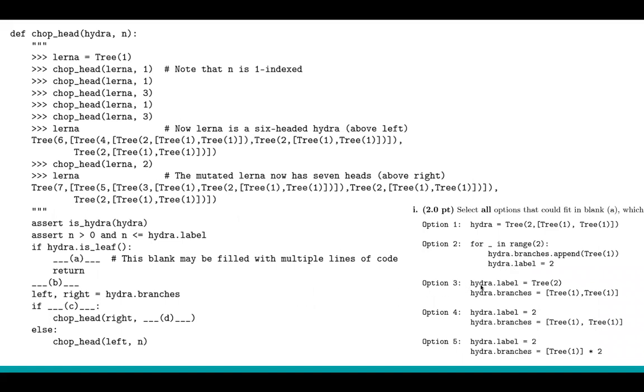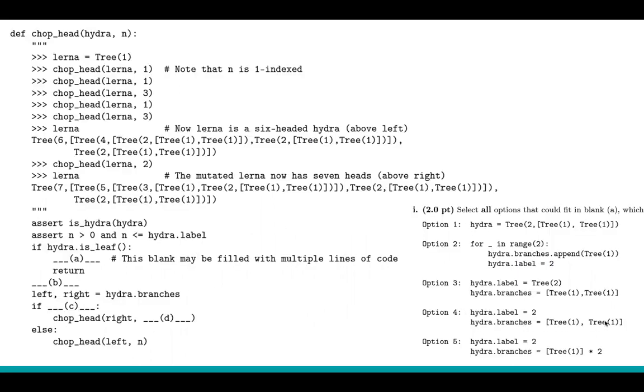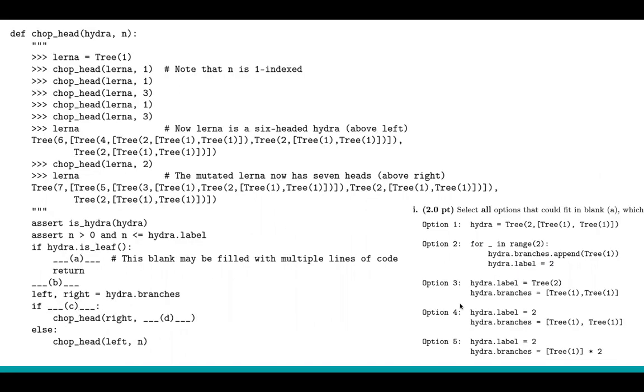And then option 3, you're saying hydra dot label is equal to tree of 2. However, you know that the label has to be an integer and not a tree instance. So for that reason, option 3 would be wrong. Now going to option 4, you're saying hydra dot label is equal to 2. That's right. And hydra dot branches is equal to a list containing tree of 1 and tree of 1. Again, this would be right too. So option 4 would be right because hydra dot label is equal to 2 is changing the value of this label here. This one would become 2. And then hydra dot branches is equal to this, would create 2 new branches here and would give you 1. So option 4 would be right.